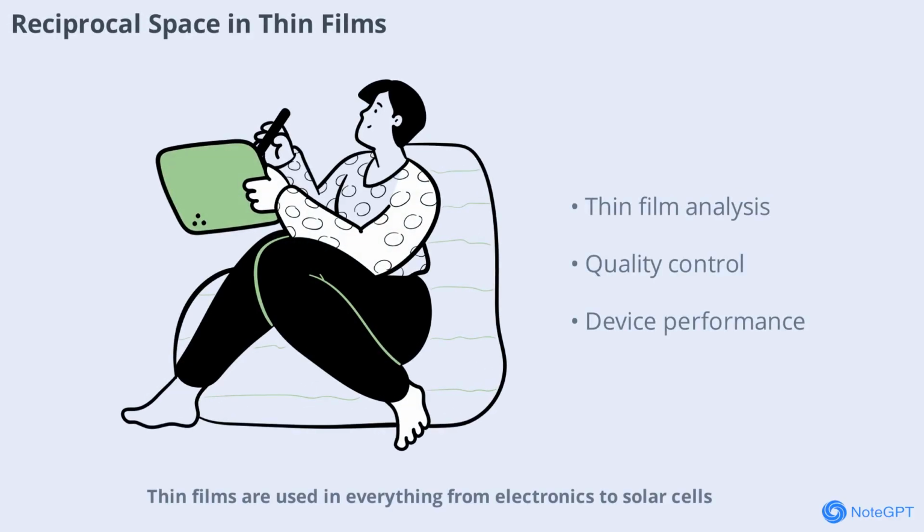Thin films are used in everything from electronics to solar cells. Reciprocal space mapping is a key technique for characterizing thin film structure, thickness, and quality. By analyzing diffraction patterns, scientists can optimize film growth and improve device performance. This approach is essential for advancing modern technology.